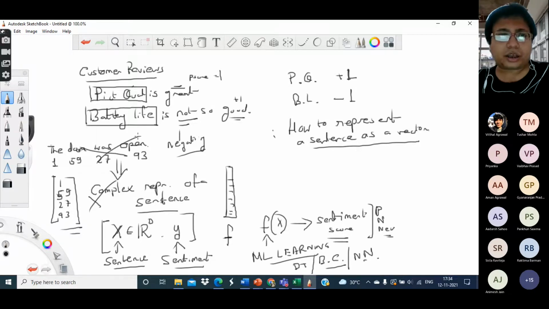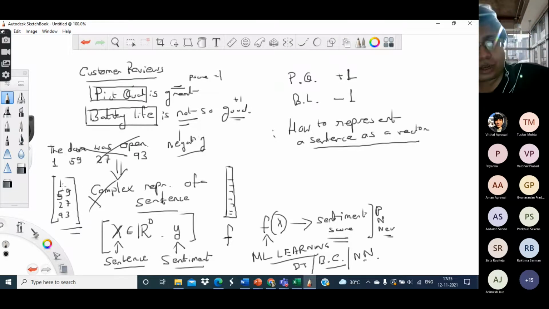This cannot be done. Also, this is not a good approach for another reason. It's because it's too rigid. All the words that are present in the sentence, you are basically localizing them to a particular position in this feature vector. That is, the first word is the first dimension, the second word is the second dimension, the third word is the third dimension, and so on.